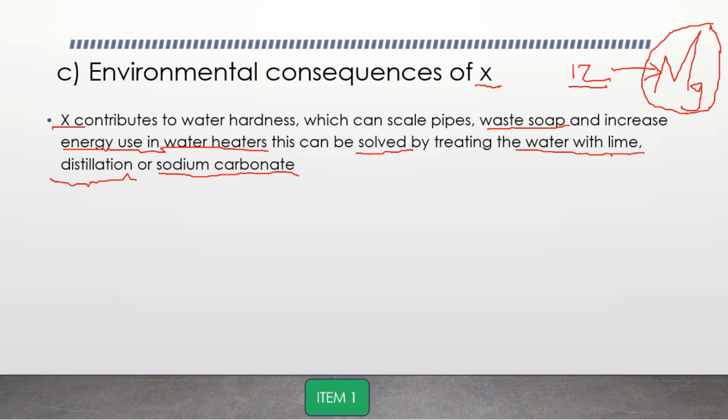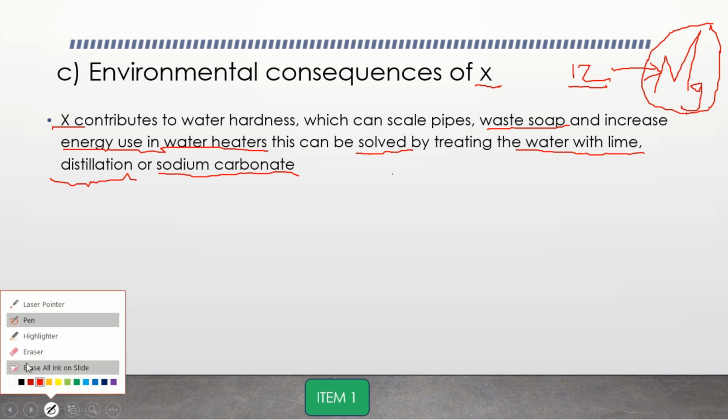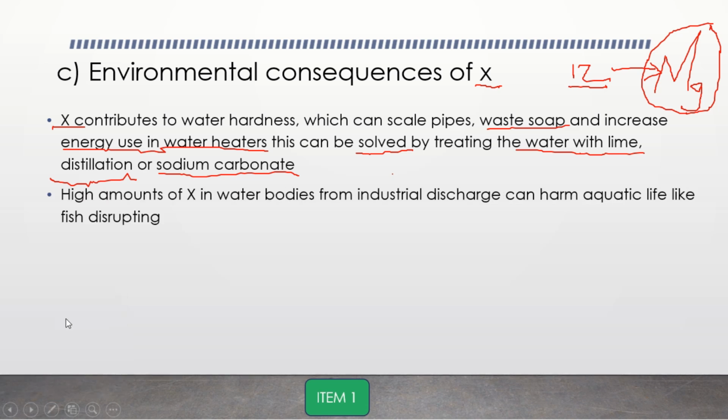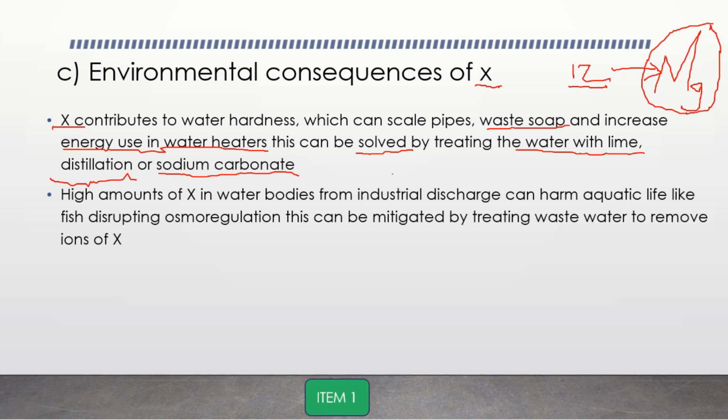But we just talk about one. For me, I've just given different examples. You can just talk about using lime, another on sodium carbonate, another on distillation, another on boiling, another on ion exchange, and so on. So we have another side effect, and the other side effect, we are saying high amounts of X in water bodies.